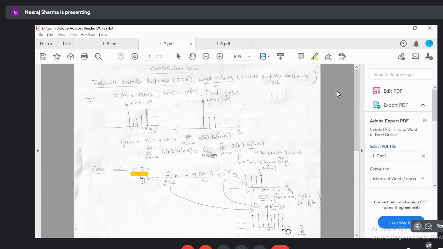Now step number 4 says that find the product of x of k.